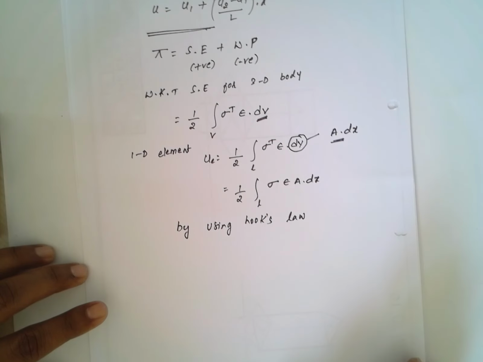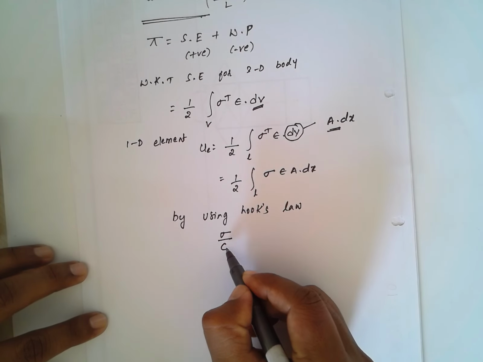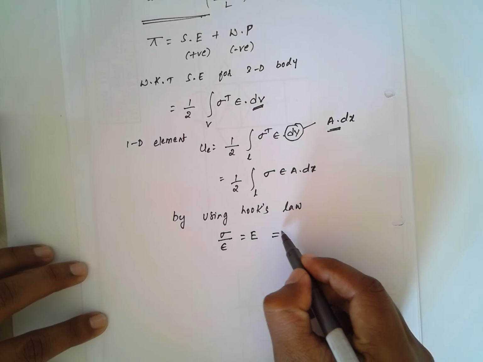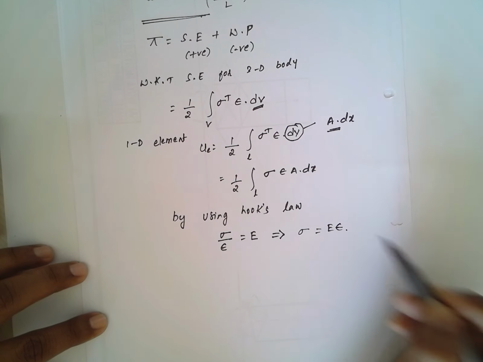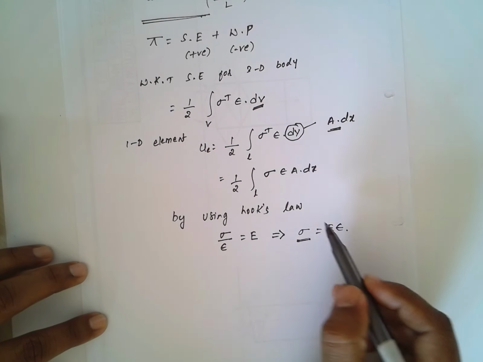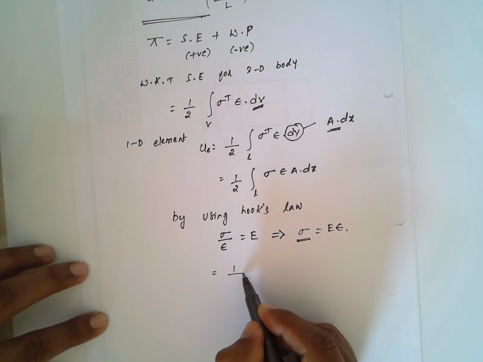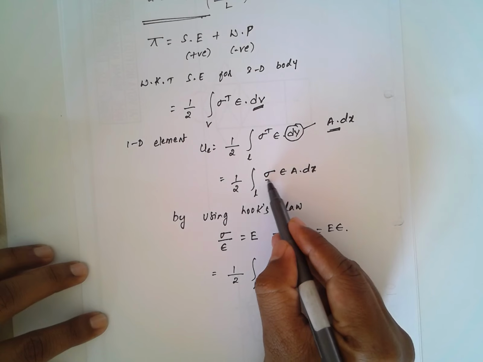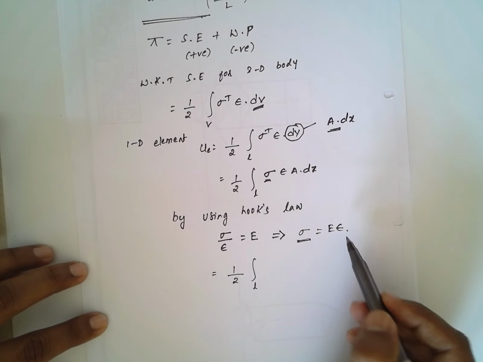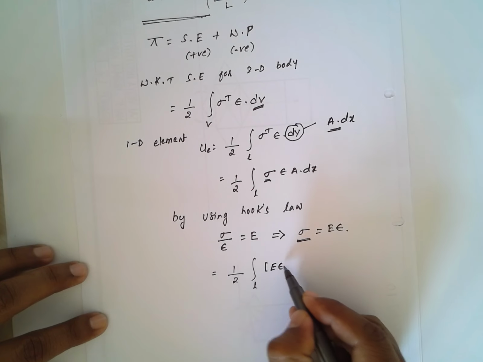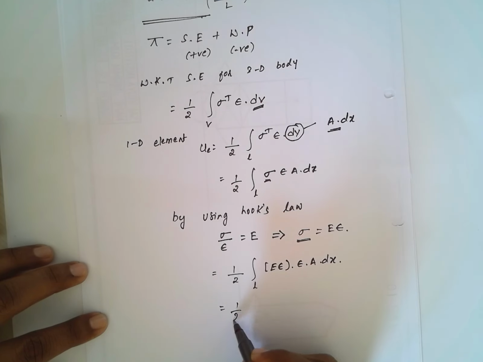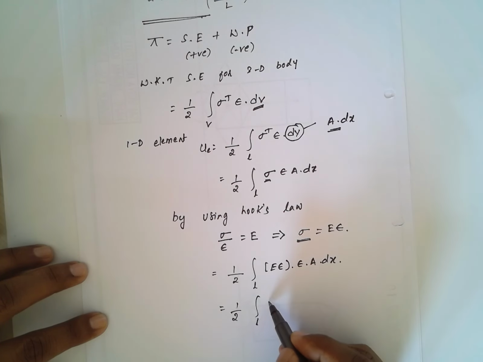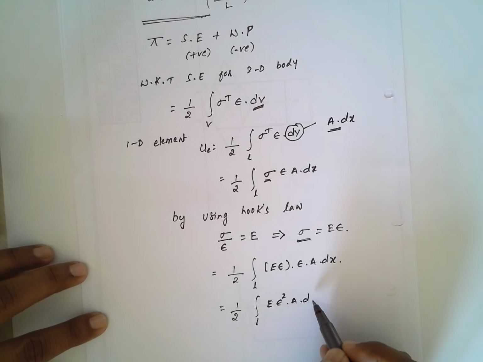by using Hooke's law we know that stress by strain is nothing but Young's modulus, which implies that stress can be represented as Young's modulus into strain. Now substituting this relation into this equation, we can write 1/2 over the L, the sigma now can be represented as Young's modulus into strain, A into dx. On simplification, the Young's modulus will be as it is, strain into strain, that is strain square, A into dx.